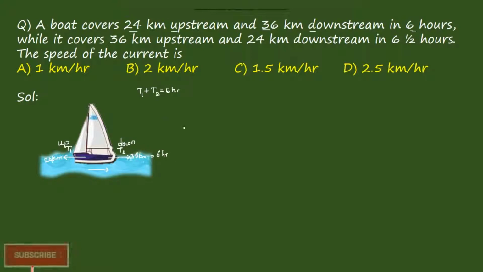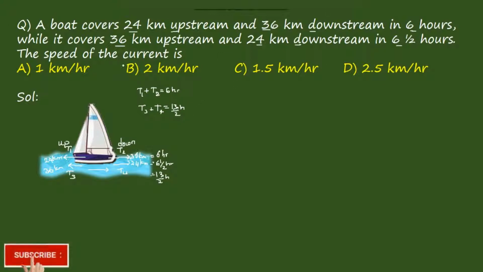Again it is saying it moves 36 kilometers upstream and 24 kilometers downstream in 6 1/2 hours. It is moving upstream 36 kilometers and downstream 24 kilometers. Time taken is nothing but 6 1/2 hours, which is equal to 13/2 hours. If you consider upstream, moving 36 kilometers, the time as t3, and it is moving downstream, time taken is considered t4. Then we can say that t3 plus t4 is equal to 13/2 hours.